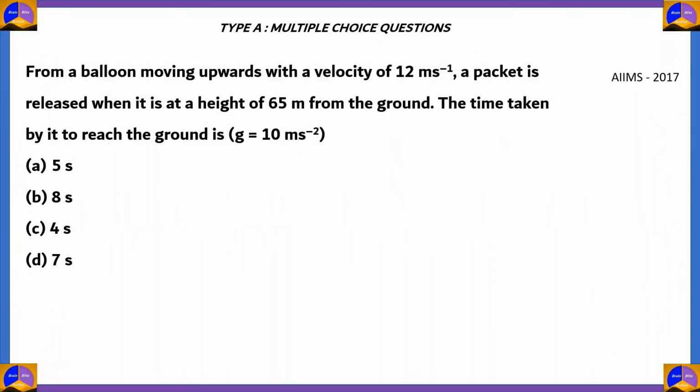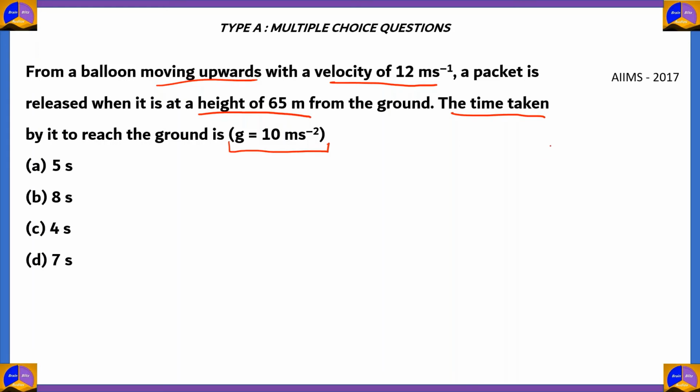Now let's move on to the final question of this episode. From a balloon moving upwards with a velocity of 12 meters per second, a packet is released when it is at a height of 65 meters from the ground. The time taken by it to reach the ground is, and the value of g is given as 10 meters per second squared.